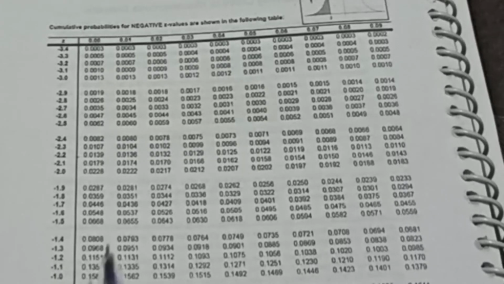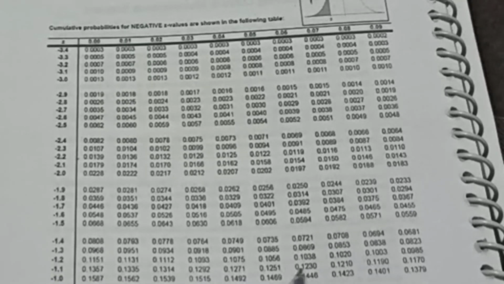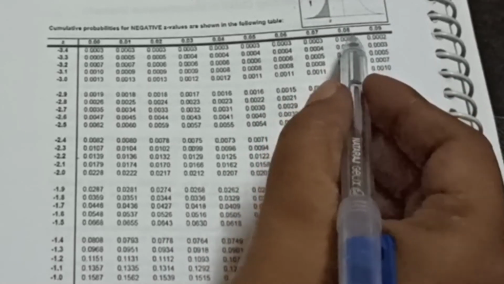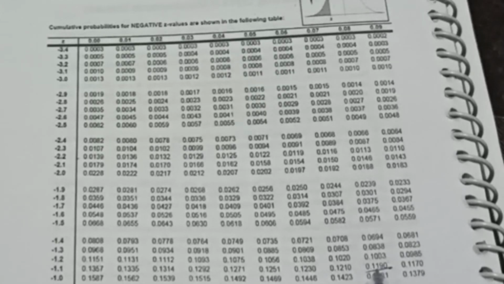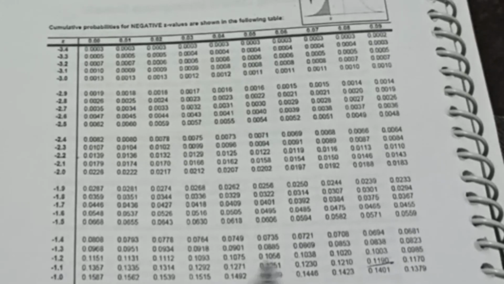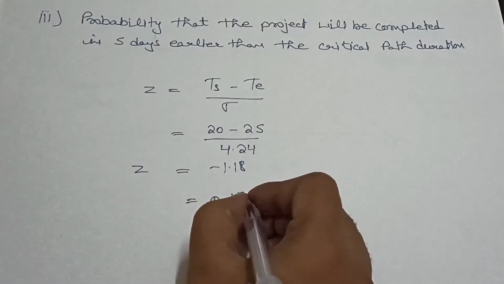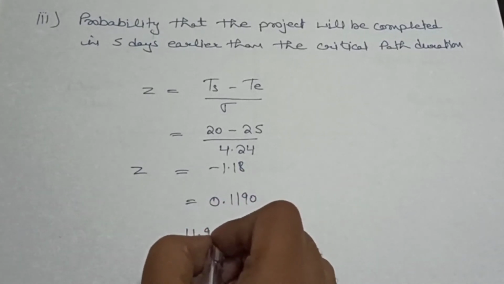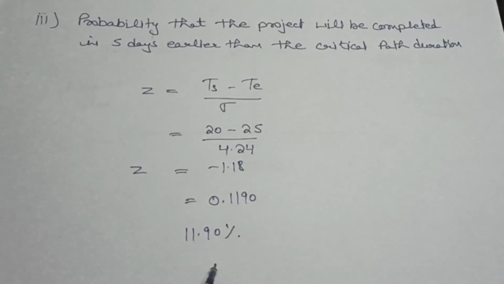So student, you can find in this Z value table the value for 1.18. As you can see, 1.1 in this row and 0.08 in this column. So you can see here 0.1190. You can select this value at the crossing of 1.1 and 0.08. So we can write here 0.1190 as 11.9%. So the probability is 11.90%.